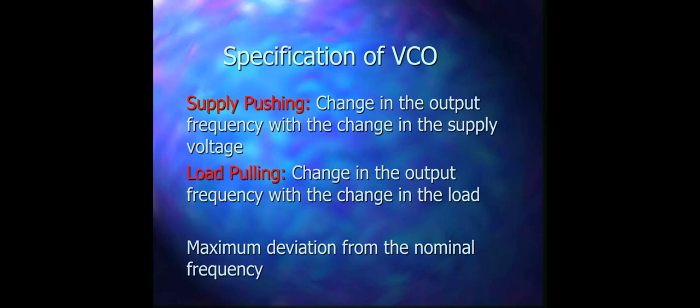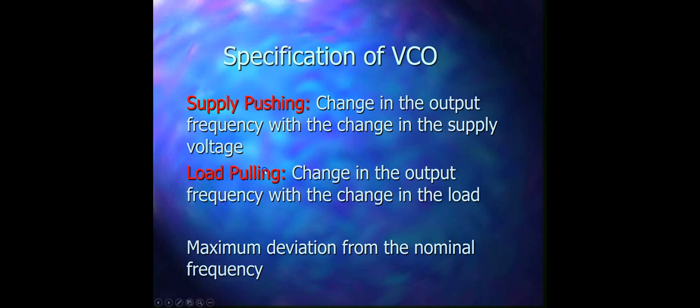Now next we have supply pushing, which is defined as the change in the output frequency with the change in the supply voltage. Ideally for a VCO, if the supply changes, then there should not be any change in the output frequency. But practically the output frequency does change with supply voltage. So the change in frequency due to the supply voltage is known as supply pushing, and the unit of supply pushing is also hertz per volt. This supply pushing can be minimized by using regulated power supplies, or an oscillator circuit with a high Q factor can be used.